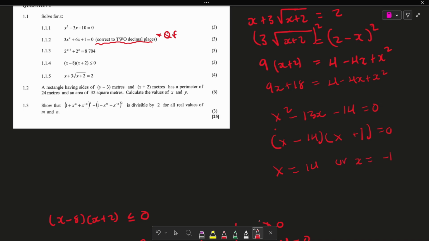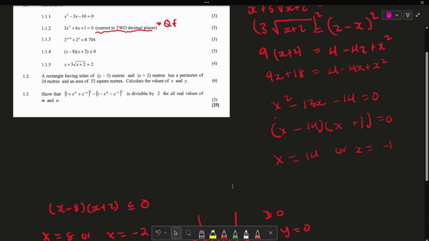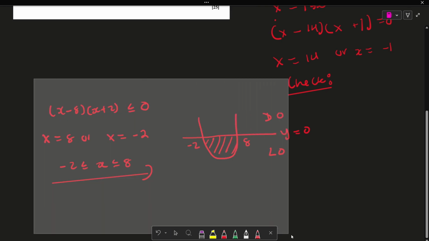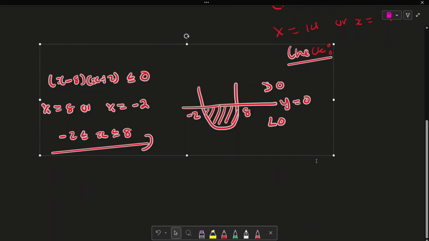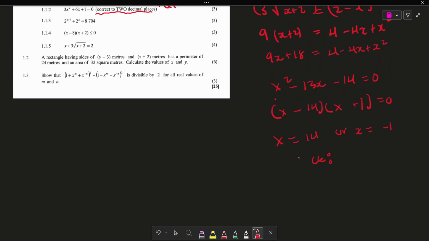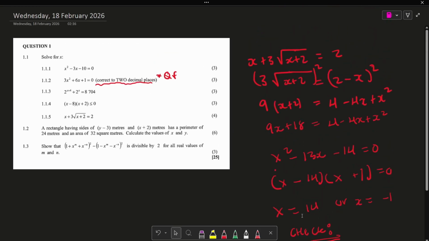But now remember, since we have a root here, we need to do our check. You get? So we need to do our check. So this is very important. There's a mark for doing this thing. Whenever there's a root, we need to do our check. We need to do our check because there's a mark for doing this thing. You get? So essentially, we need to take our values and just put it in our original.